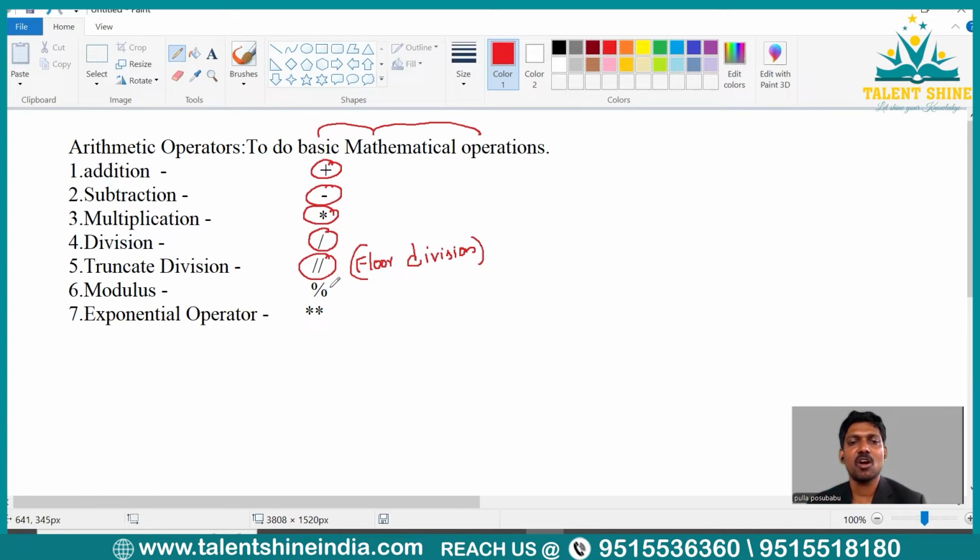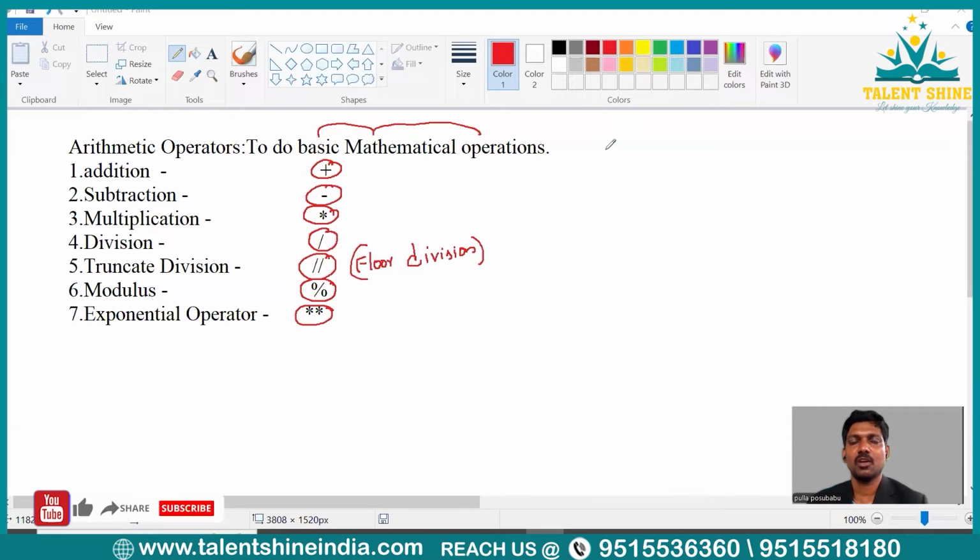And then the modulus operator. For this we are using the percentage symbol. So this is also called the mod operator. And finally we are using the exponential operator. So we are using double asterisk symbols over here. Now let us perform the operations over here.